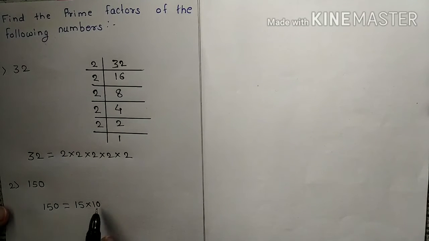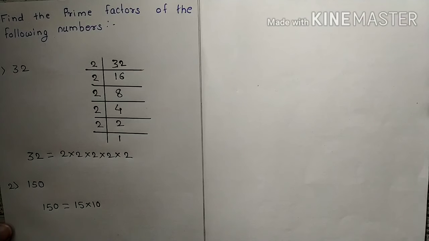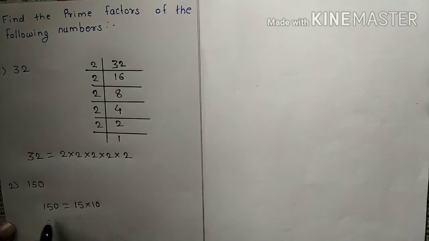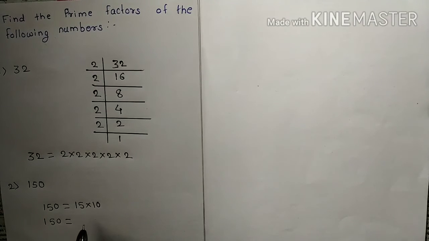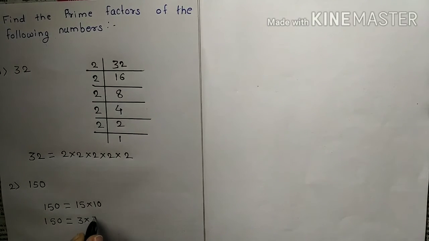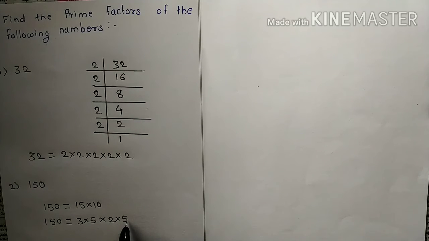See here, 15 and 10 are not prime numbers. Therefore we factorize 15 and 10. So 150 equals 15, which is written as 3 into 5, since 3 fives are 15. Therefore 3 into 5 into 10, and 10 is written as 2 into 5, that is, 2 fives are 10.